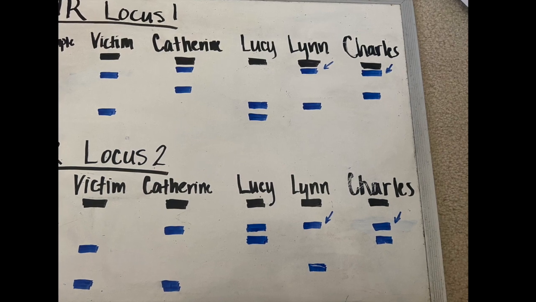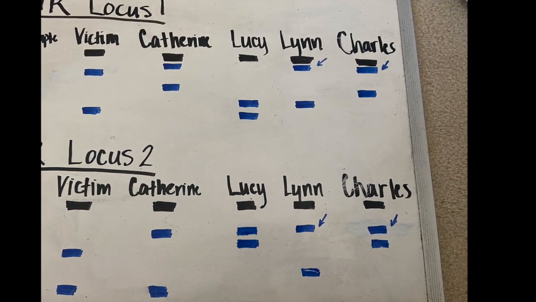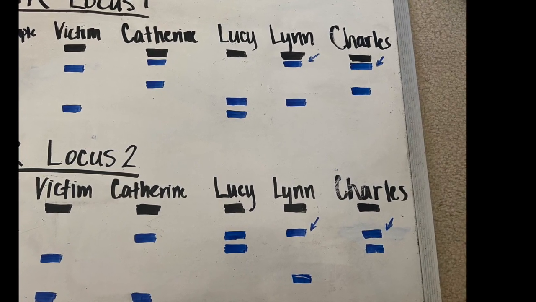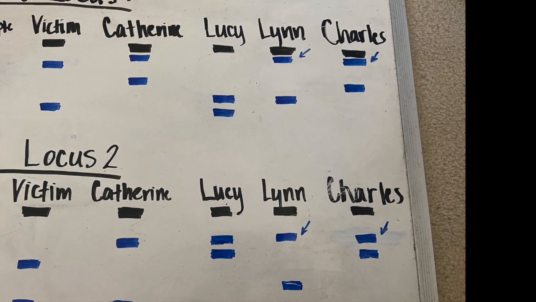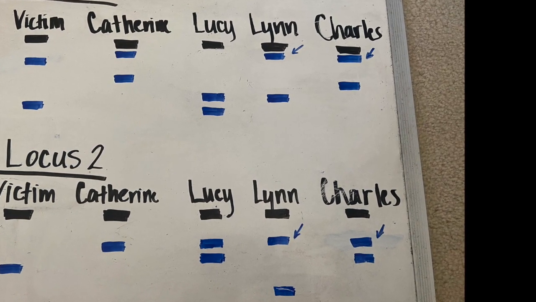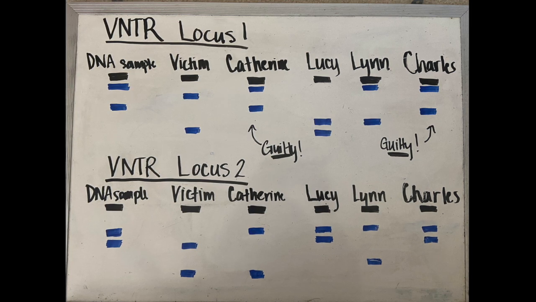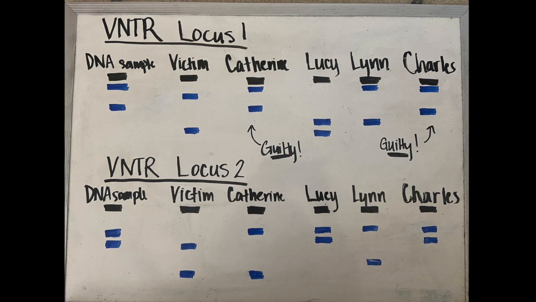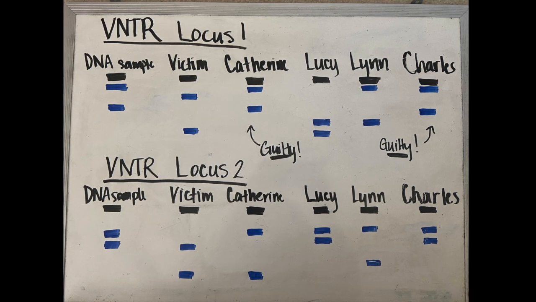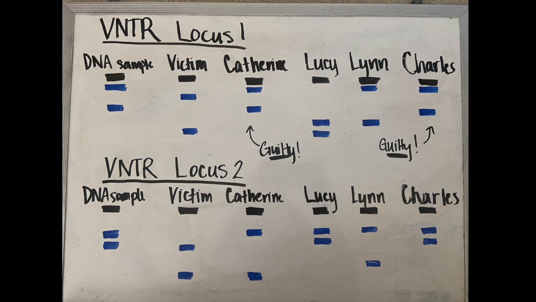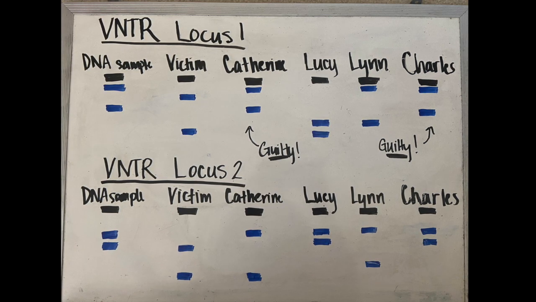Looking at the first and second locus, we can see that Miss Lynn, suspect 3, is a biological parent of Charles, suspect 4, because the top bands match. Now let's examine locus 1. We can see that the victim's bands do not match the DNA sample bands. And we can also see that Lucy and Lynn's bands do not match the DNA sample bands either.